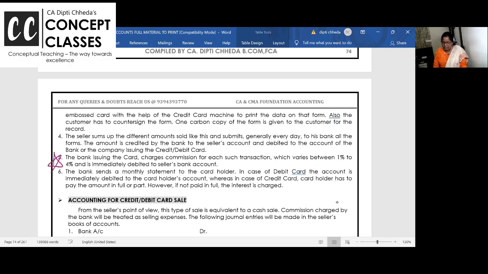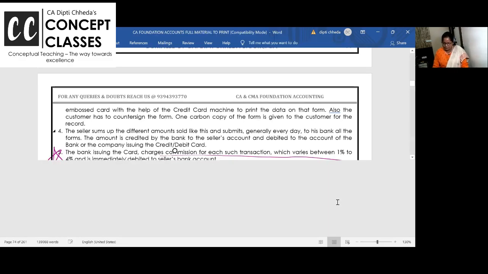This one is important. Bank issuing charge, card charges commission. Do you agree with this? When we do the shopping through debit card, from our account the full payment is going. But to the seller, they deduct and give. The bank sends a monthly statement to card holder. In case of debit card, account is immediately debited to card holder's account. Whereas in case of credit card, card holder has to pay the amount in full. However, if not paid in full, interest is charged. Clear or not?